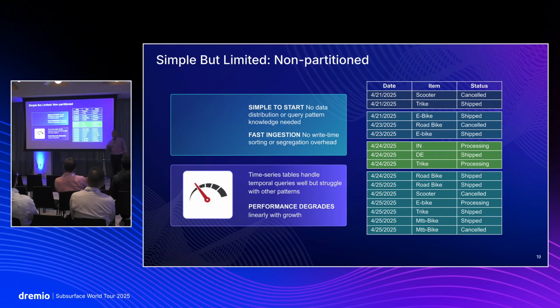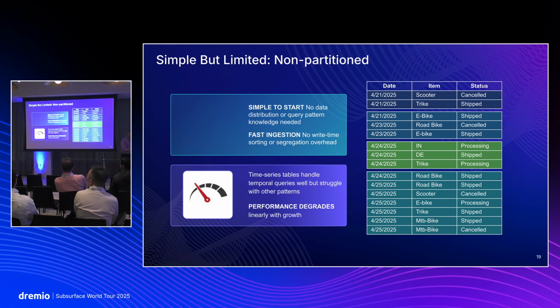If you have time series data and your queries are temporal queries, you may be good with not partitioning the table as long as the size of your table is small. But once you get to a certain size and your users start writing queries on other columns like product IDs and stuff like that, you may find that non-partitioned tables don't perform well because you are doing a full table scan.